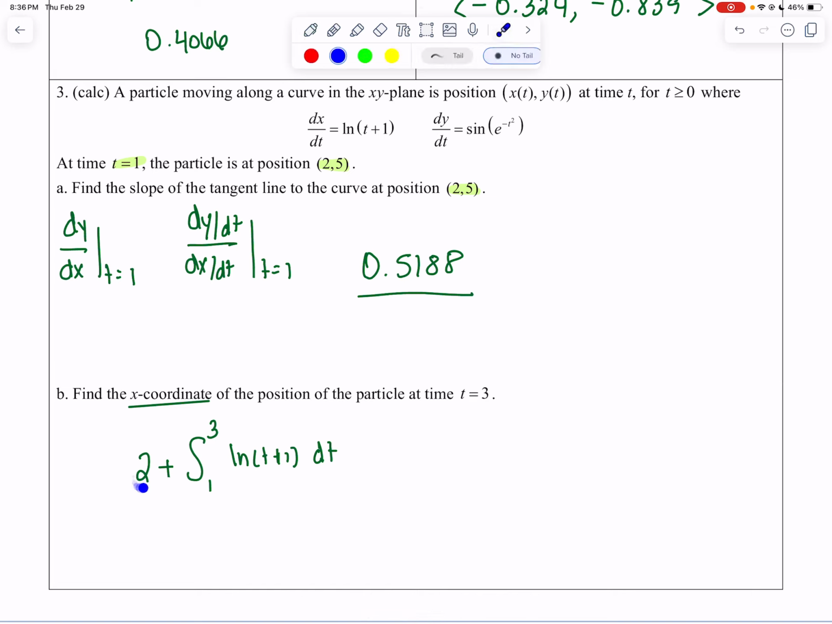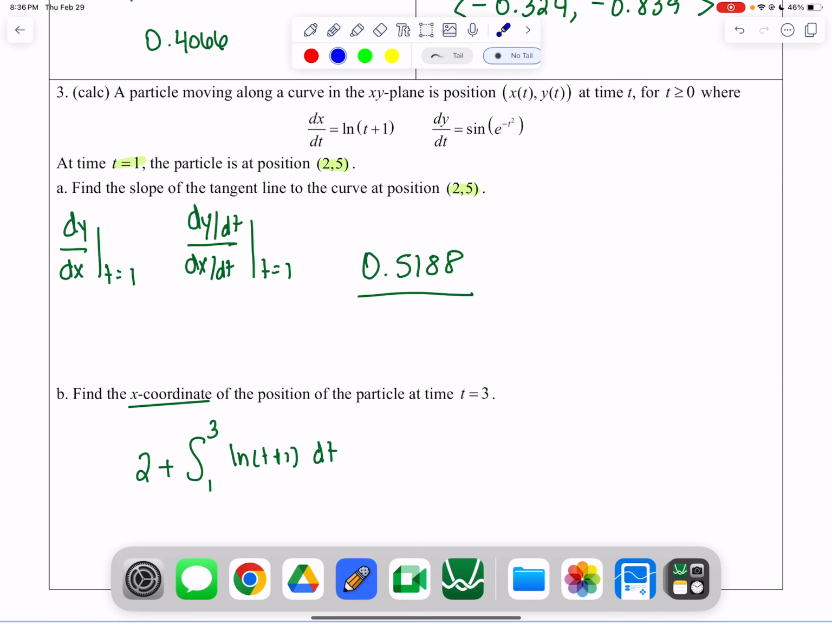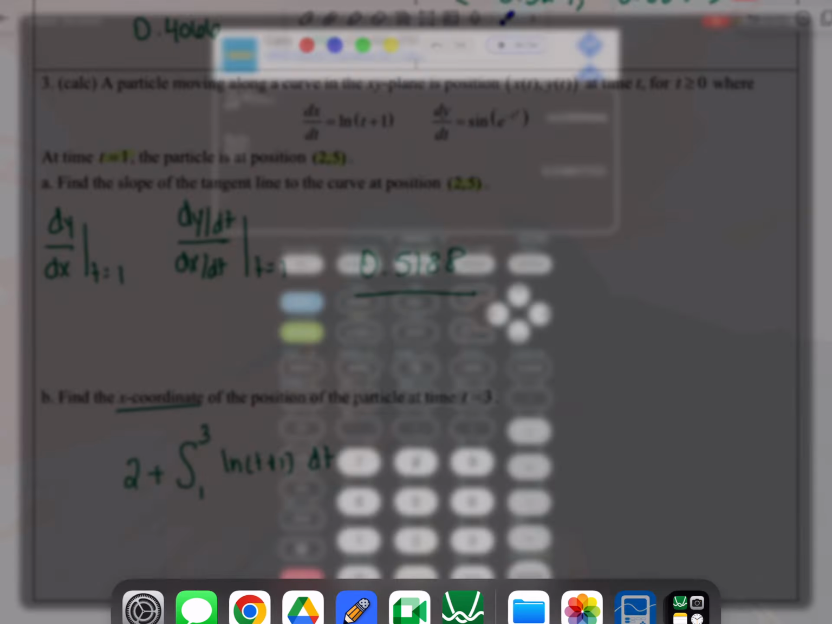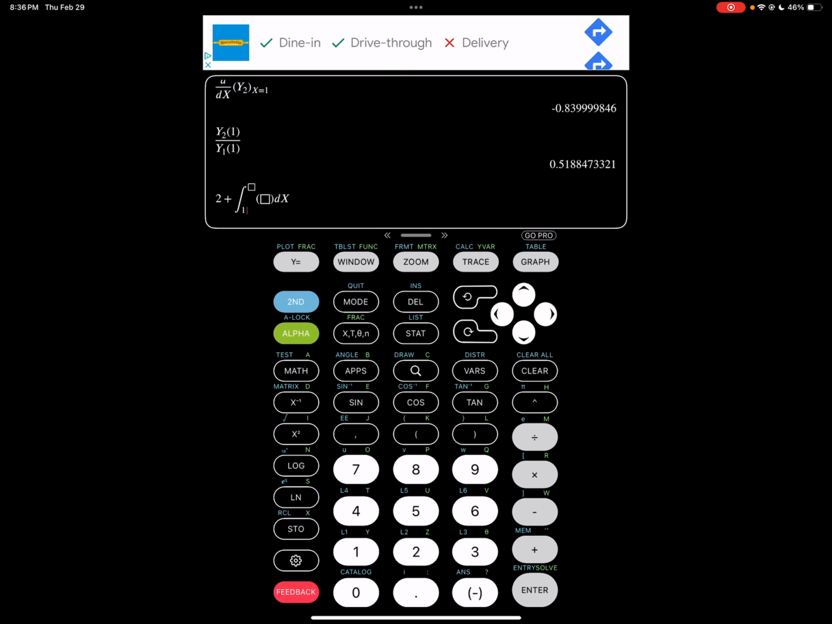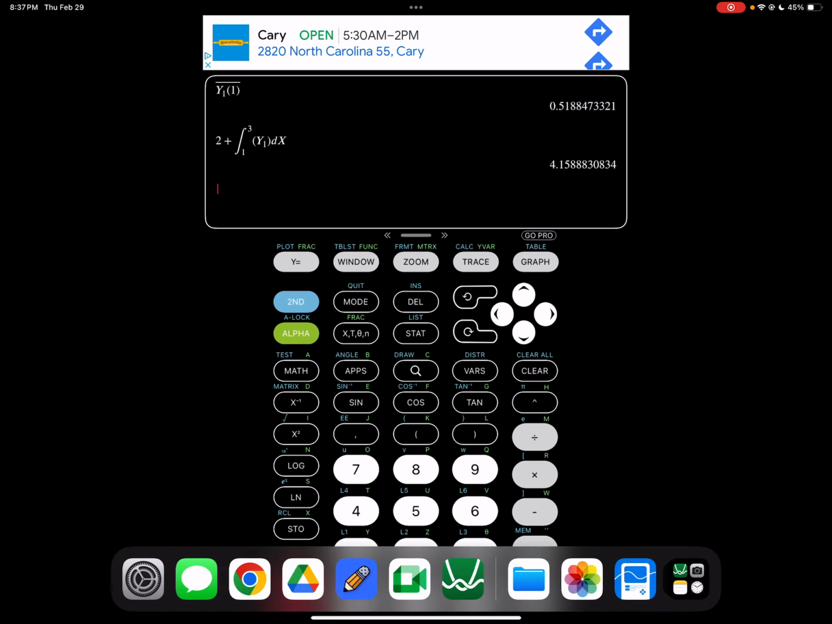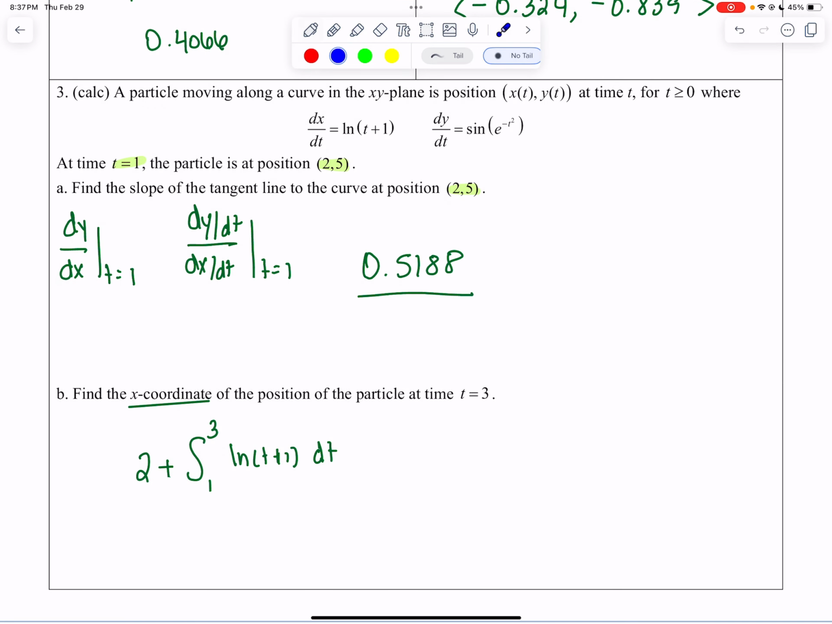In other words, once again, I'm starting at 2 because that's what's happening at time equal to 1. And then I'm going to take the integral from 1 to 3 so that I can find the position at time 3. All right. So once again, using my handy dandy calculator, I'm going to do 2 plus the integral from 1 to 3. And I only want y1 because that is the dx/dt. So hit enter, and that's going to give me 4.1588.